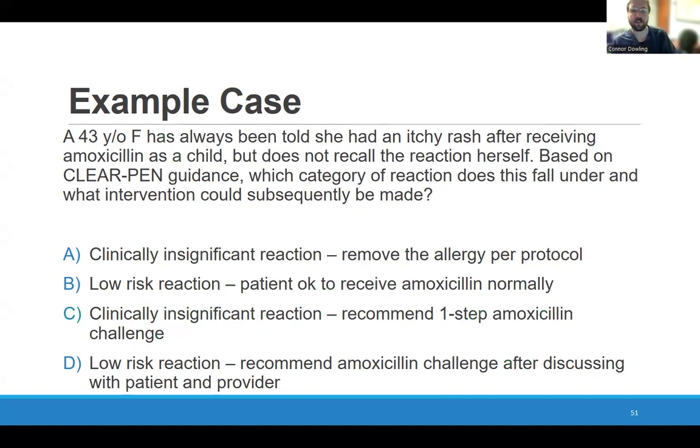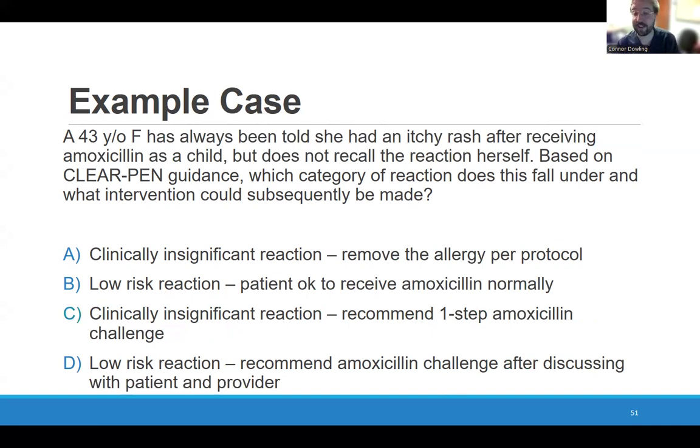Another example here, this is going to be a 43-year-old female who has always been told she had an itchy rash after receiving amoxicillin as a child, but does not actually recall the reaction herself. Based on ClearPen guidance, which category of reaction does this fall under? And what intervention could subsequently be made?